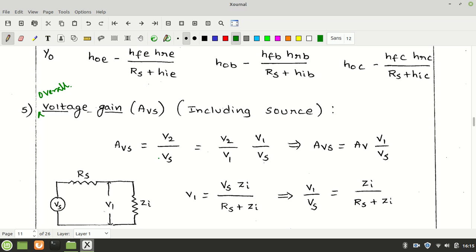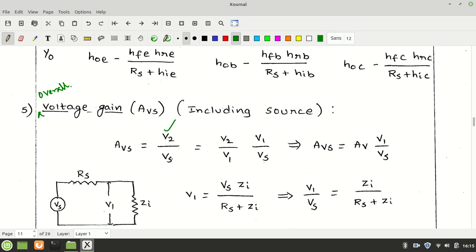And now the overall voltage gain. It is sometimes called the overall voltage gain, because the actual voltage given by you is not V1. The actual input voltage given by you is Vs, which is the source voltage. You have spent your money on the source voltage and you will get the output voltage V2. It is fine, you will get the output voltage V2, but you have spent your money on Vs. So Vs is the actual input voltage, not V1.